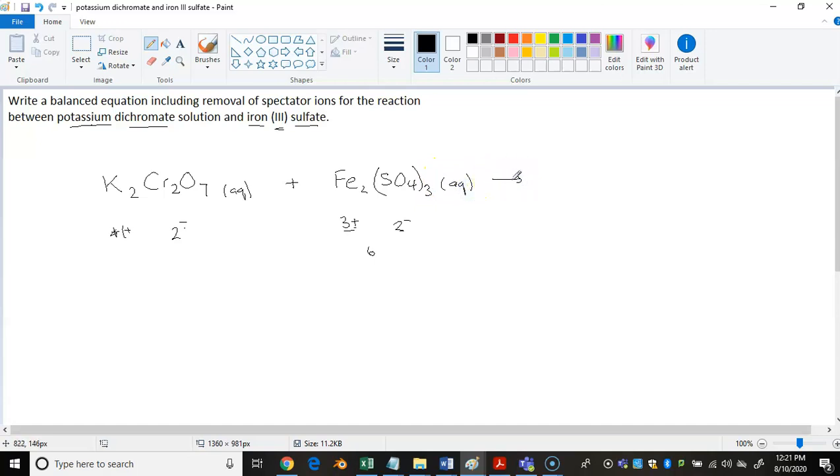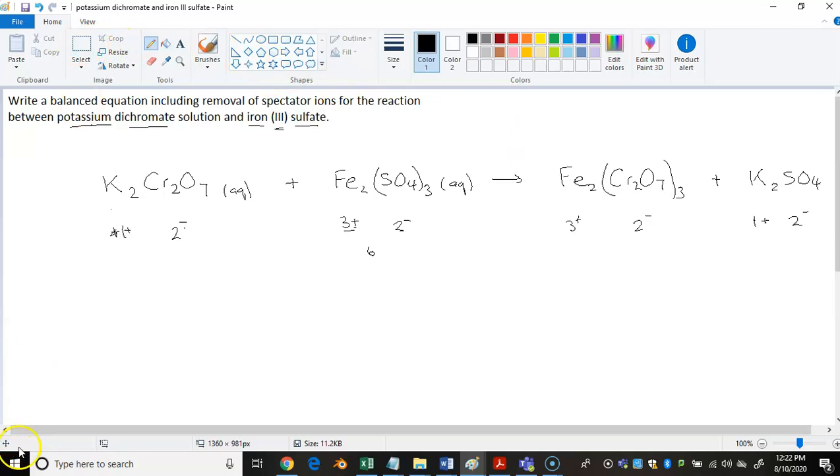Now we know what the products are going to be. The products are going to be this negative ion combining with this positive ion, so we're going to have Fe combining with Cr2O7, and again that's 2 minus and that's 3 plus, so we're going to need a 2 and a 3 for that one. And the other one is going to be K combining with SO4. K goes with SO4, and that's a 2 minus and that's a 1 plus, so I'm just going to need two of those to balance the negative charge there. So that's my reactants and products.